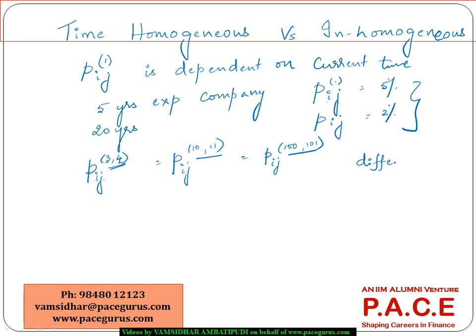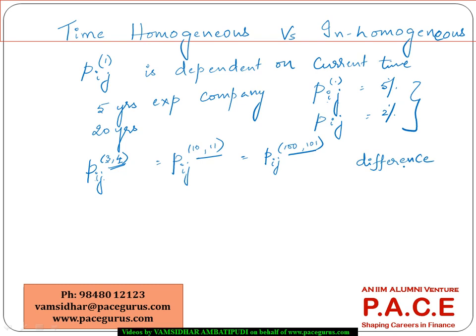So it's not based on the current time. Whereas when we talk about time inhomogeneous kinds of processes, the dependency is on the current time also, not just the difference between the times. So that becomes a time inhomogeneous Markov chain.